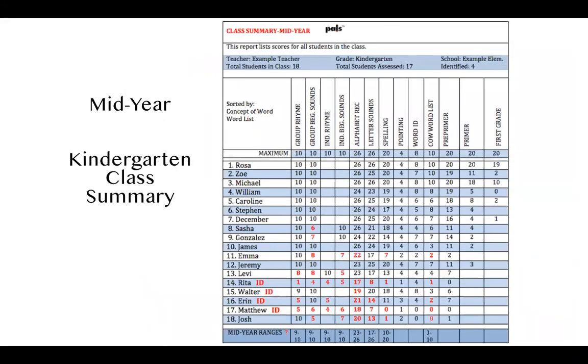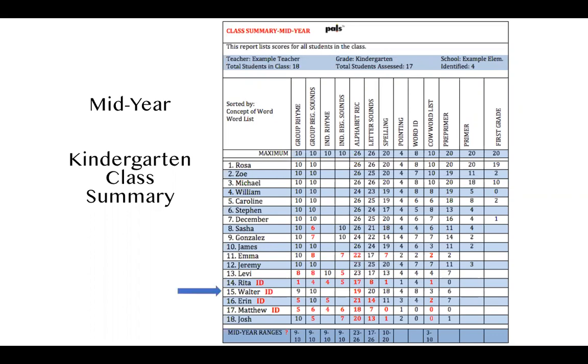And then here you see a kindergarten class summary report. In this case, it's sorted by CAL word list. This report's helpful because it again will help you see who's still potentially struggling with certain areas of development because they're not falling within a specific task range. So first you would think about making note of the students who are ID'd but seem to be making great progress, as indicated by the fact that they're now falling within that mid-year range on tasks.